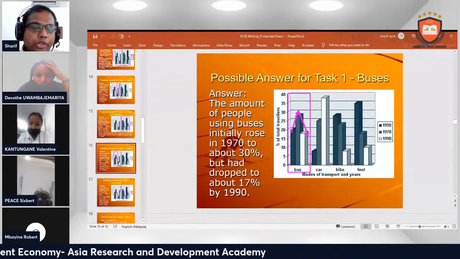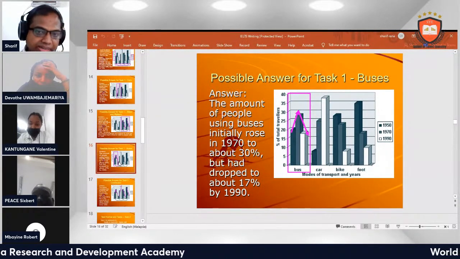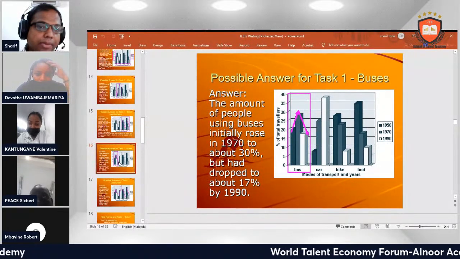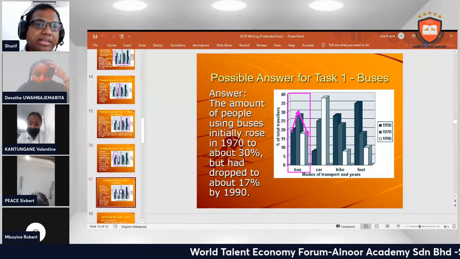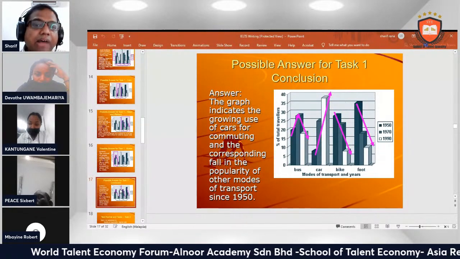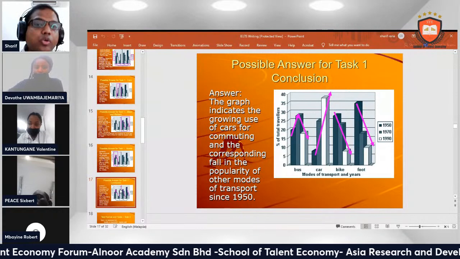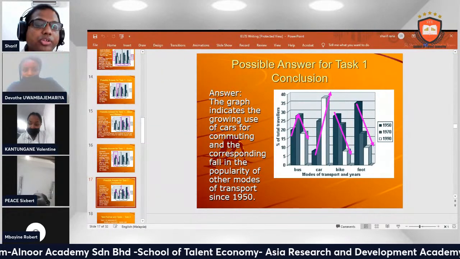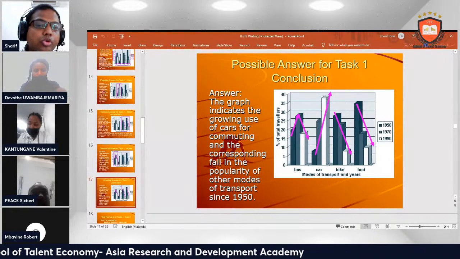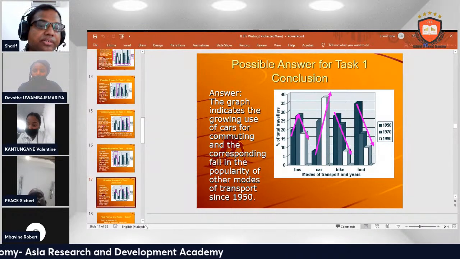The amount of people using buses initially rose in 1970 to about 30%, but had dropped to about 70% by the 1990s. Possible answer for task. The graph indicates the growing use of cars for commuting and the corresponding fall in the popularity of other modes of transportation since 1950.